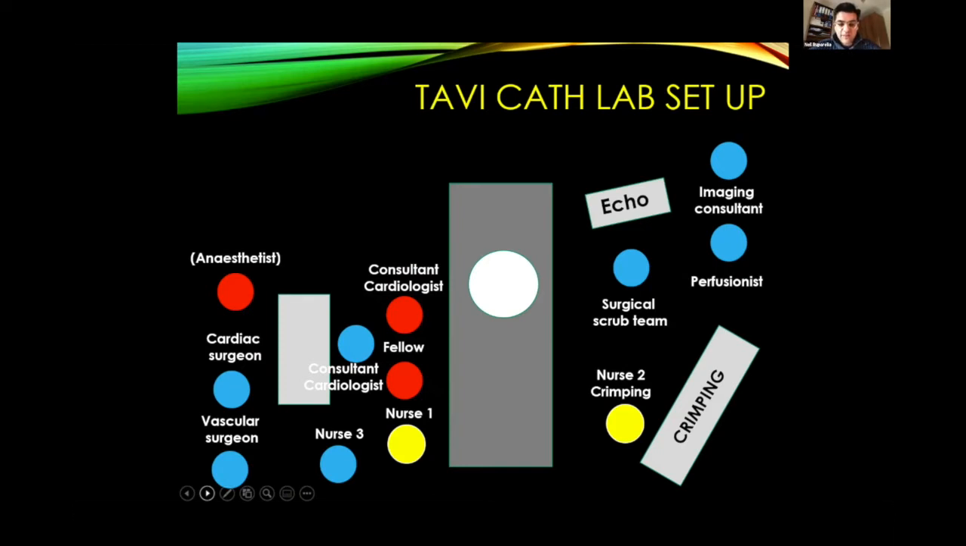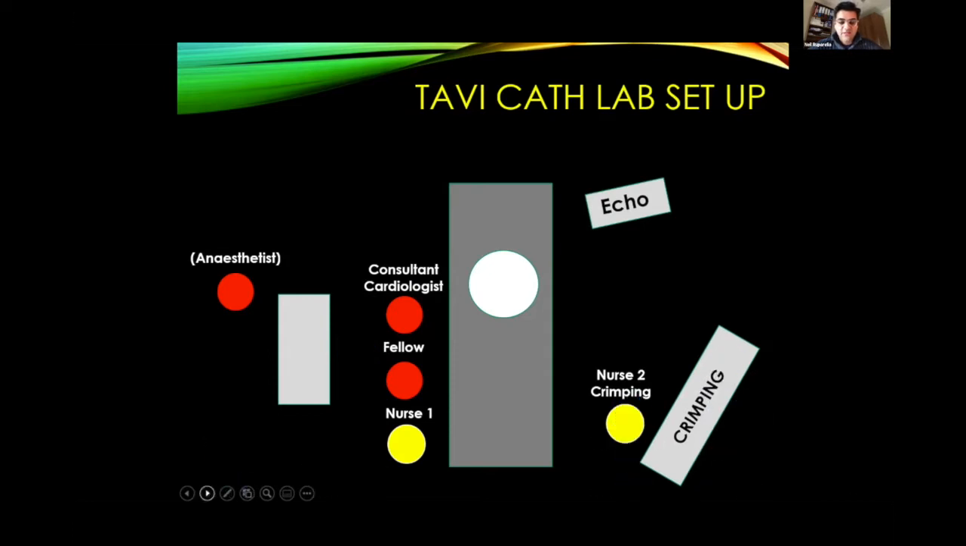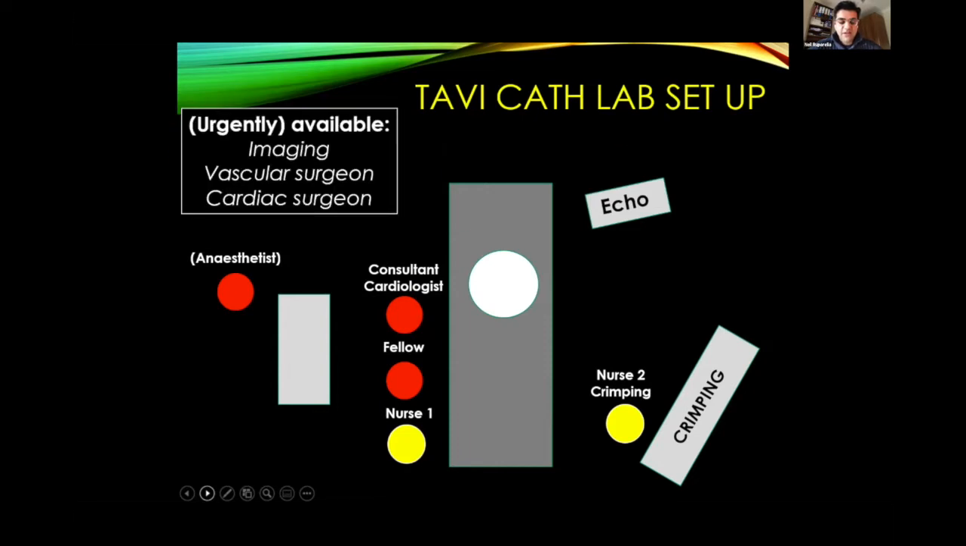With regards to TAVI cath lab setup, we can see that this was the setup initially, with multiple specialties, many people in the lab. I remember being a junior fellow when you couldn't even get into the lab once some of these first cases were starting. And now you can see that we have a much slimmed down lab setup with normally a senior and a fellow, a scrub nurse and a nurse crimping a valve. Sometimes there's an anaesthetist, often there isn't anymore. We do have vascular and cardiac surgery backup, but absolutely not in the room, and not with perfusionists, for example, in the room.